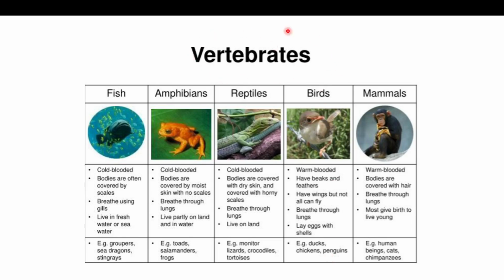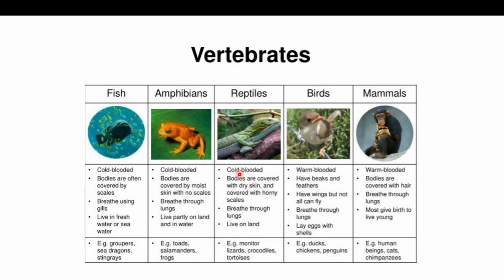Now, if we talk about vertebrates, fish, amphibians, reptiles, birds, and mammals. Fishes are cold-blooded. Bodies are often covered by scales. They breathe using gills and can live in fresh water or seawater. Then we have amphibians, which are cold-blooded. Bodies are covered by moist skin without any scale, and they breathe through lungs. They live partly on land and in water, like toads, frogs, etc.